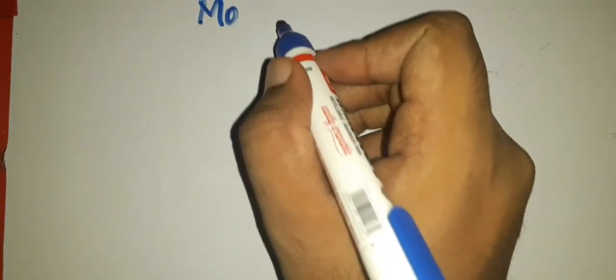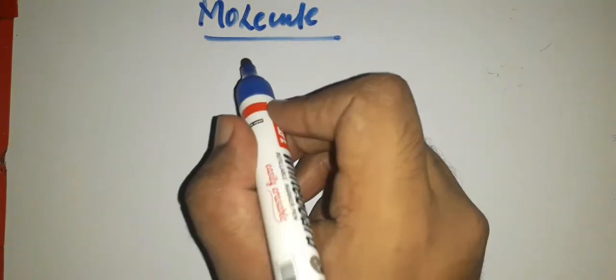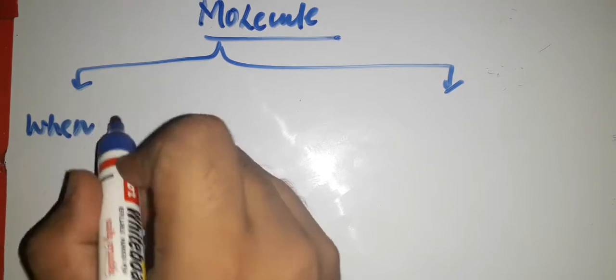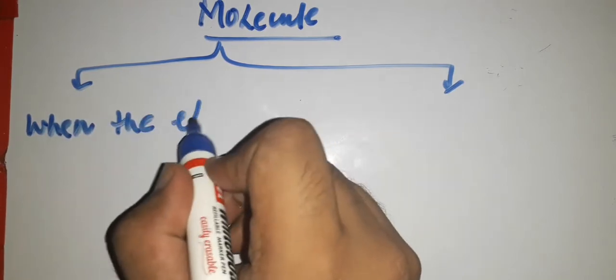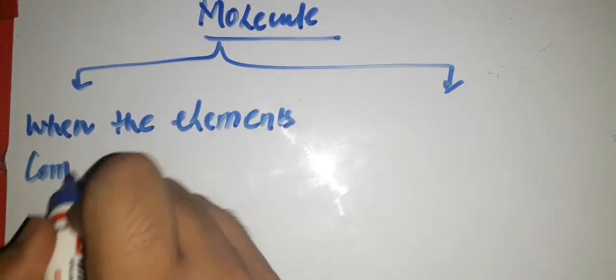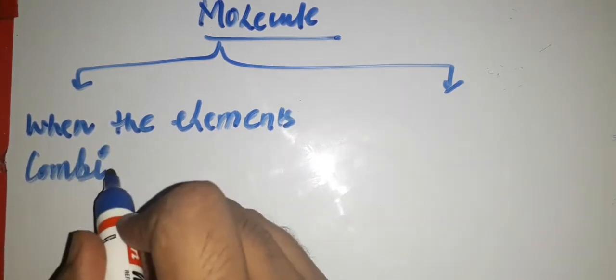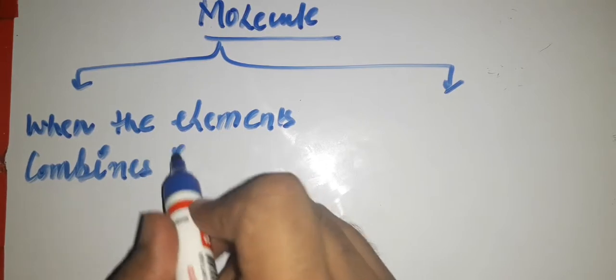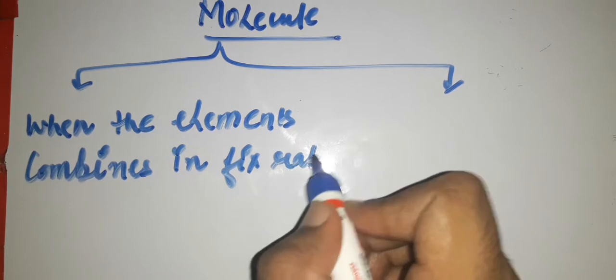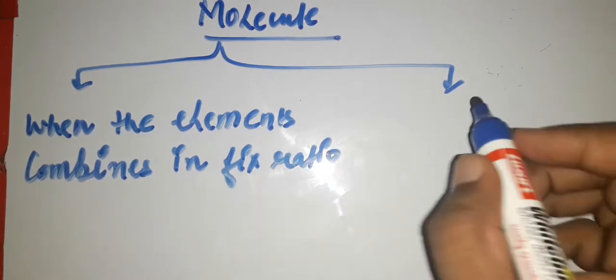So, what is a molecule? A molecule can be defined in two ways. The very first one is when elements combine in a fixed ratio, then we can call them molecules, right?